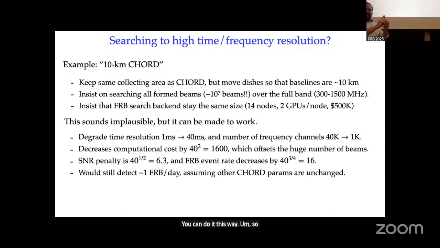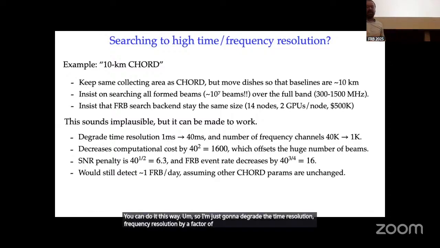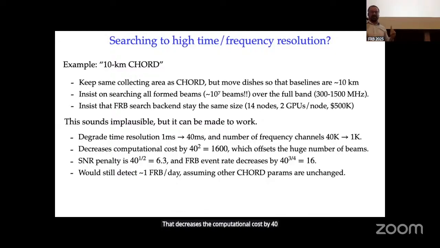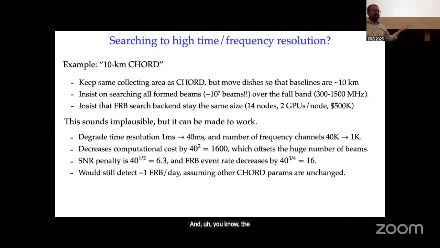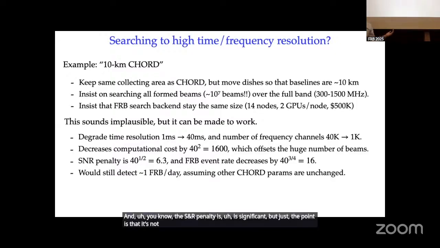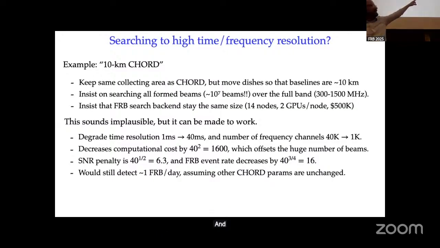I'm just going to degrade the time resolution and frequency resolution by a factor of 40. That decreases the computational cost by 40 squared, which offsets this huge number of beams. And the SNR penalty is significant, but the point is that it's not as extreme as you would think. That SNR penalty is like a factor of 6, and the event rate is more like a factor of 16. And so with CHORD parameters, you'd still find like 1 FRB per day with this concept.